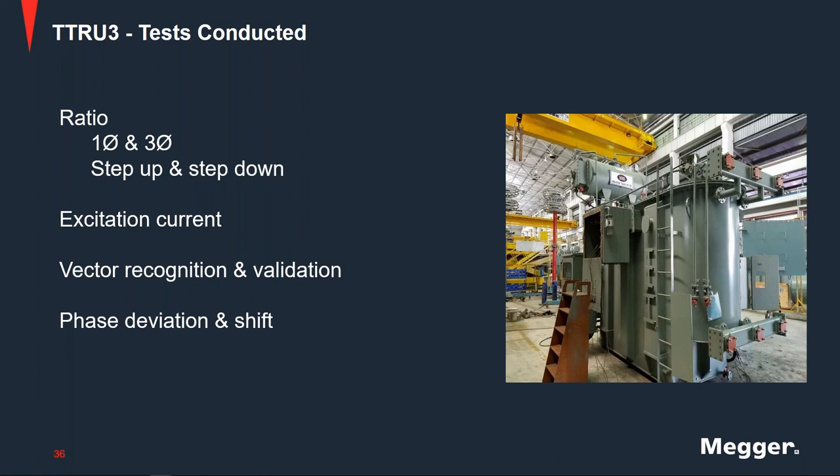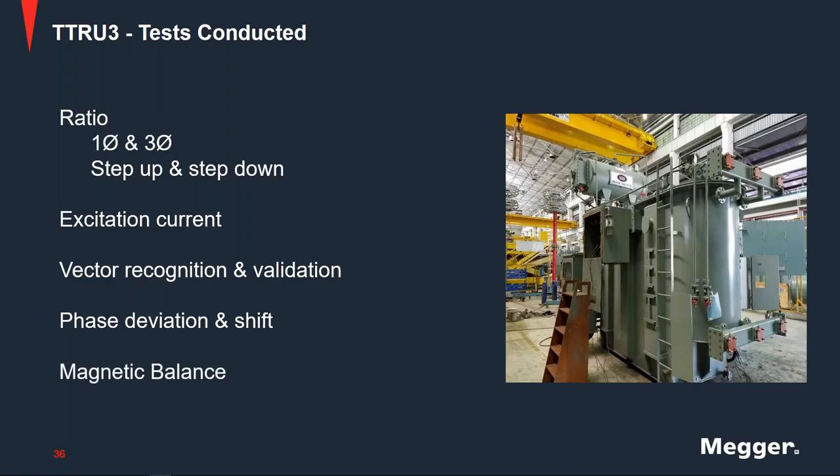As mentioned earlier, we do phase shifting as well. So if you have a regulator or something with an abnormal, I would say, phase displacement, let's say 7.5 degrees or minus 7.5 degrees, the TTRU3 being a true three-phase ratiometer allows you to test those types of transformers very quickly and easily.